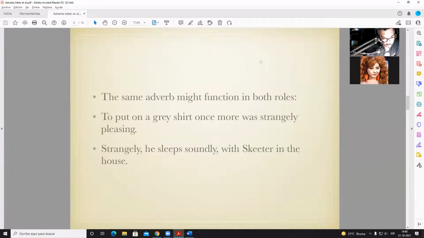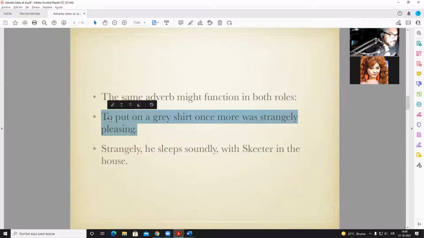The same adverb might function in both roles. To put on a gray shirt once more was strangely pleasing. Okay, and in this example, what we have: to put on a gray shirt once more was strangely pleasing. Oh, that's very interesting. Take a look at this example.